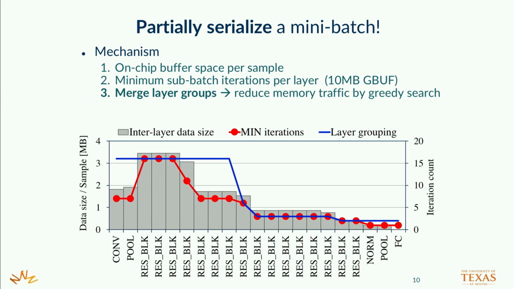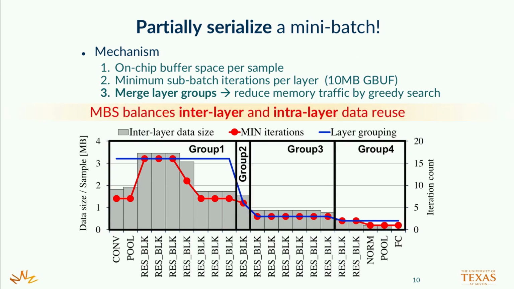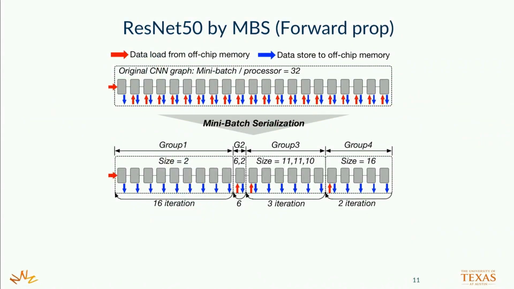merge those layer groups into bigger layer groups by using a greedy search. How it works is that we estimate the memory traffic cost of merging two adjacent layer groups, and we only merge them when the cost goes down. So eventually, for ResNet-50, we have 4 groups, and this MBS mechanism balances the interlayer and intra-layer data reuse. Let me use another figure to better describe how MBS reconfigures a training graph.